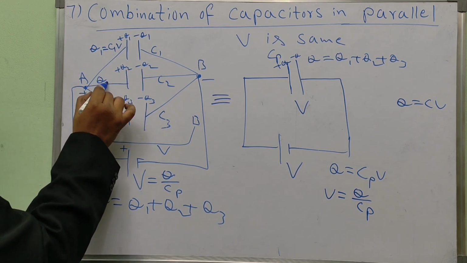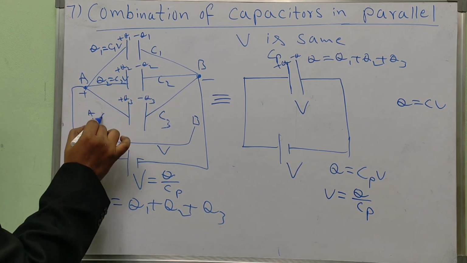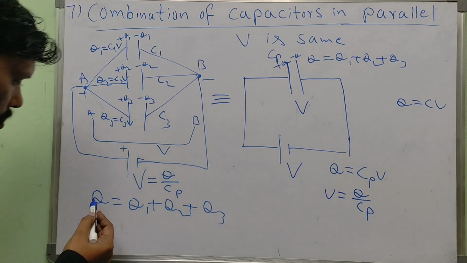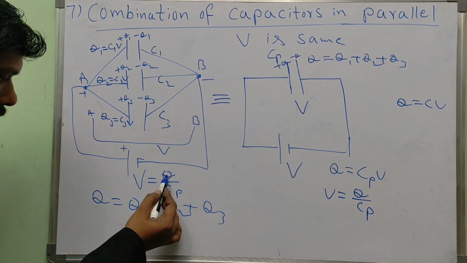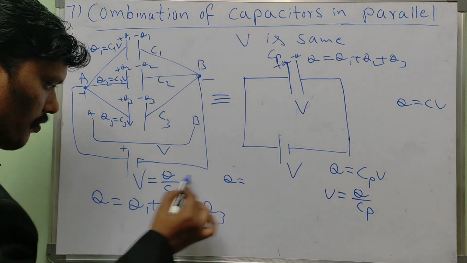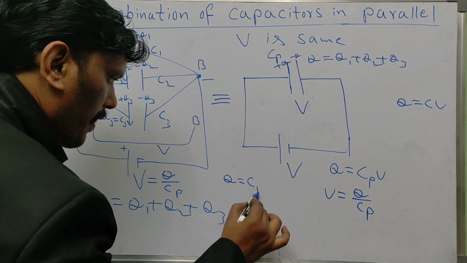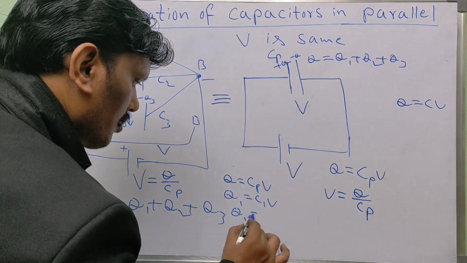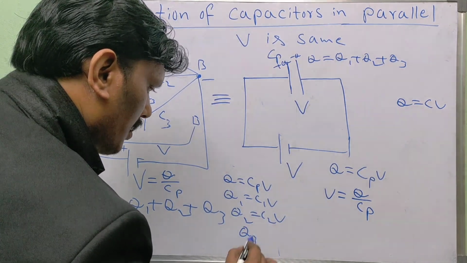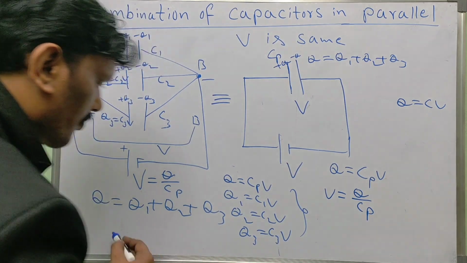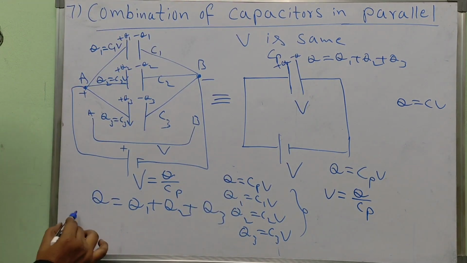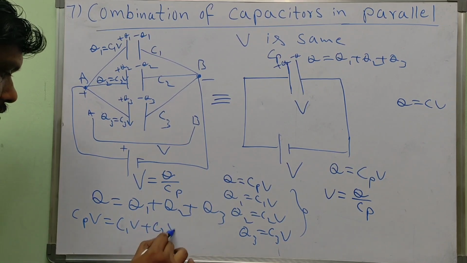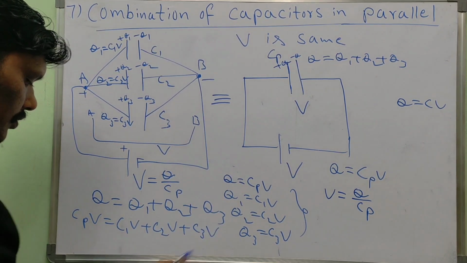What is Q2? C2V. What is Q3? C3V. So we have the Q value from here. What is the Q value from here? CpV. And Q1 value C1V, Q2 value C2V, Q3 value C3V. Substitute all these values here.